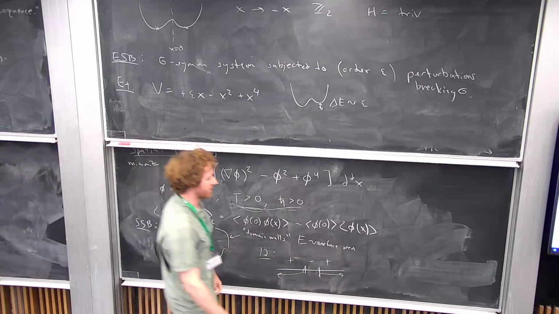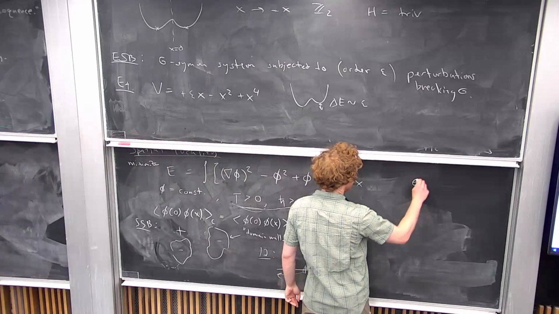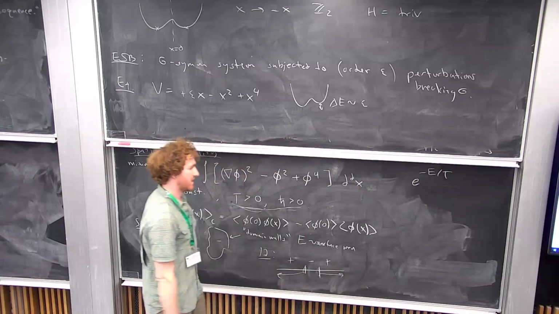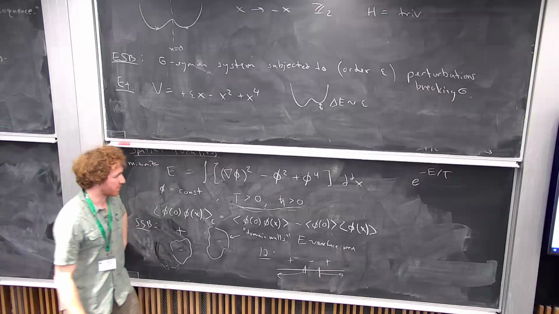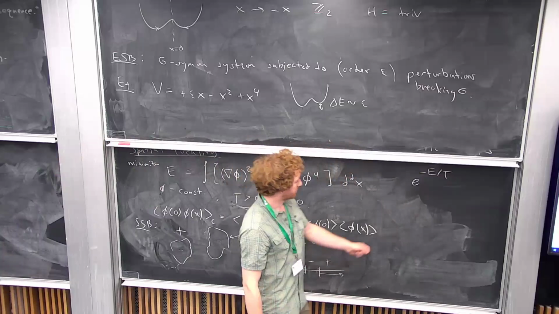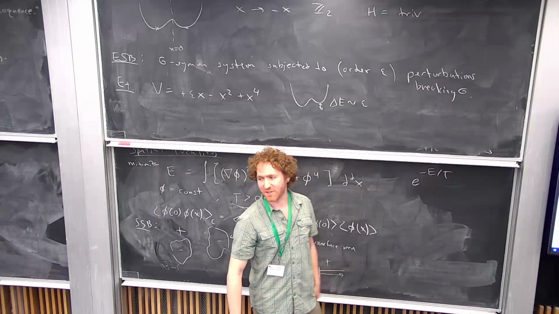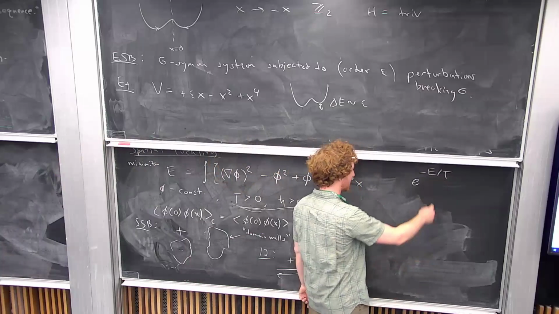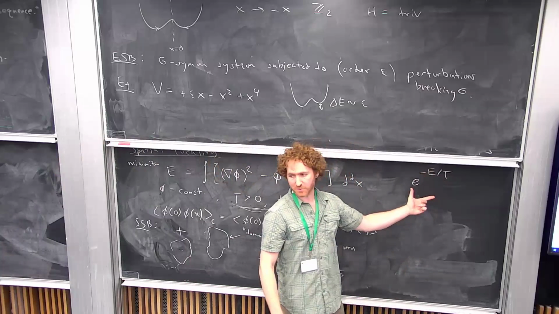So basically the relative weight of the configuration is e to the minus the energy over the temperature. So when the temperature is 0, you only sample the energy equals 0 states. But when the temperature is very large, then the energy is less important.